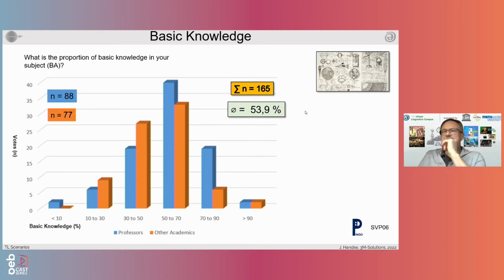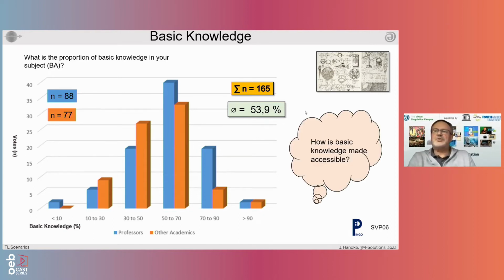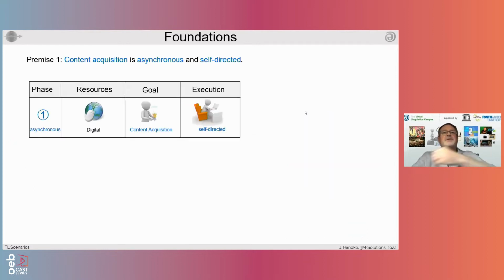And the main question I want to ask now is, how is basic knowledge made accessible? How do we teach it, actually? Well, we should no longer teach it by means of frontal in-class teaching, but, and here is my first premise, we should deliver content so that students can acquire the content asynchronously, that means at any time, and self-directed, that is, they are responsible for how they acquire the content.